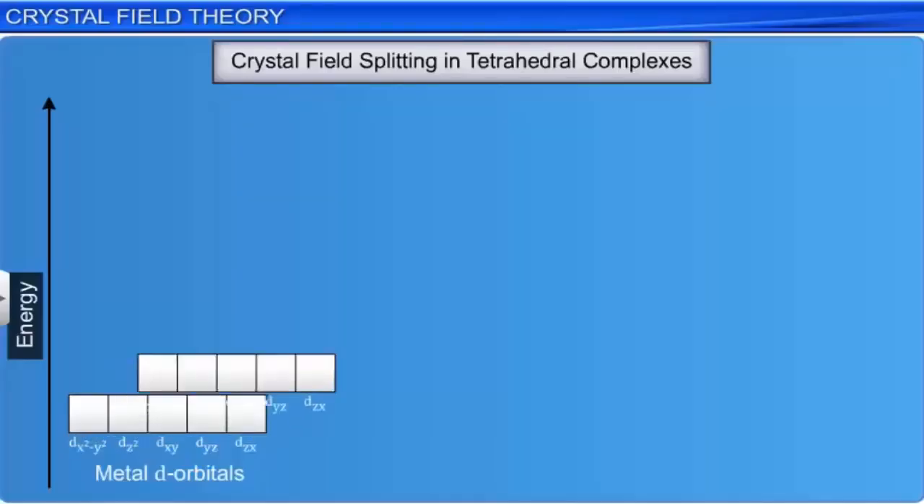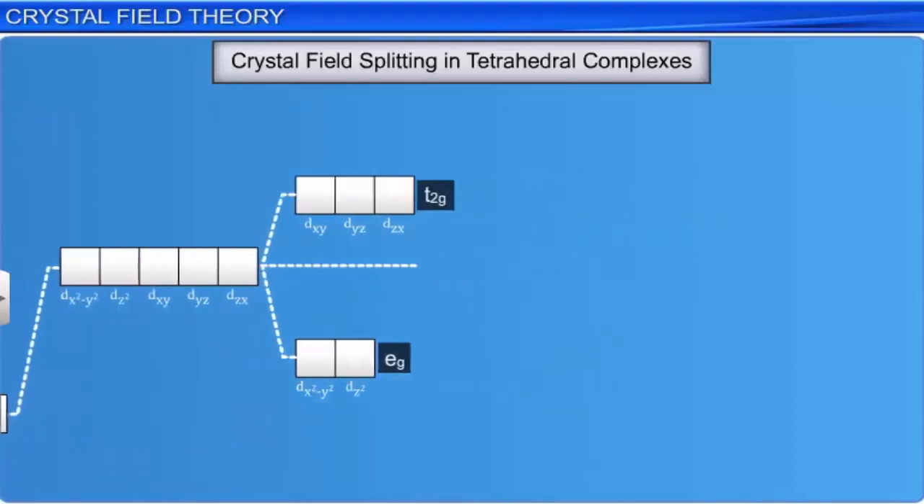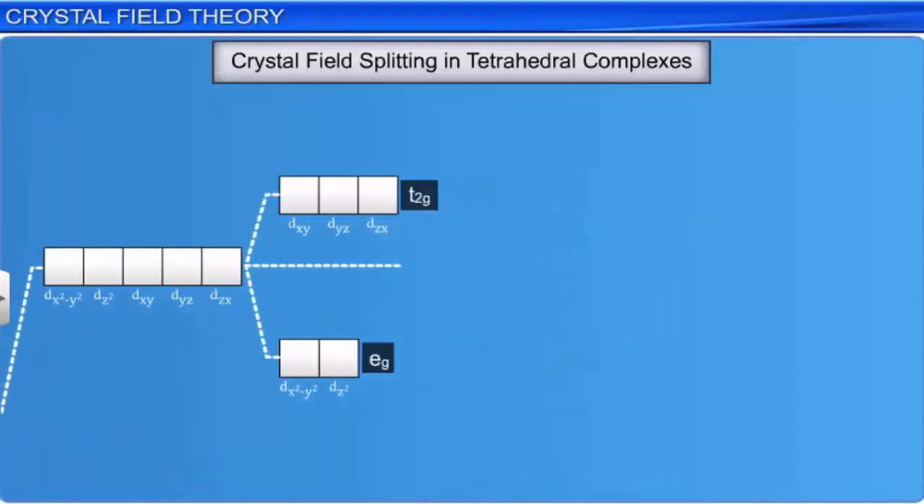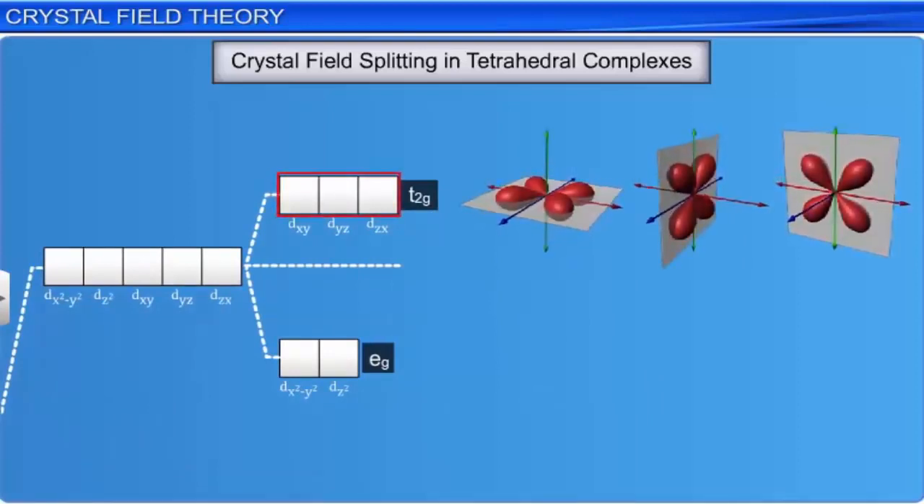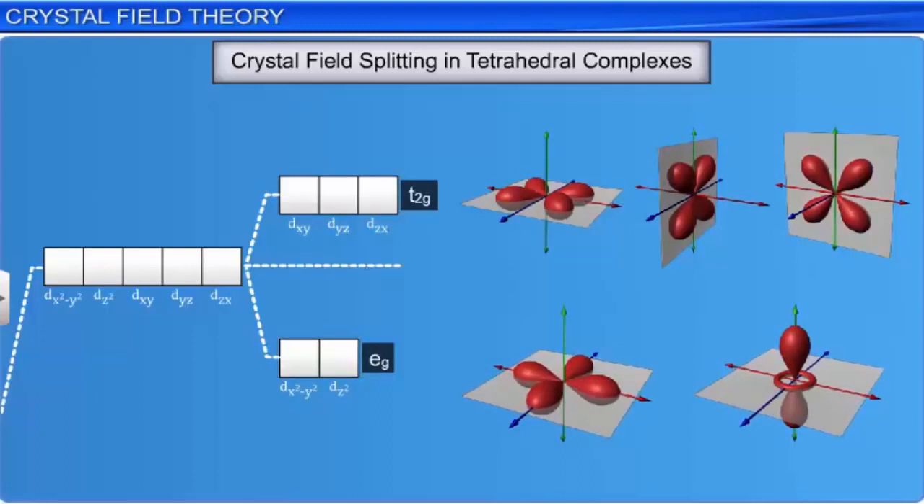Now, let's look at the crystal field splitting in tetrahedral complexes. The approach of the ligands in a tetrahedral field is as shown in the figure. You can observe from the figure that the ligands interact more with the T2g orbitals than the Eg orbitals lying between the axes. This is because the T2g orbitals are oriented along the direction of the approach of the ligands.